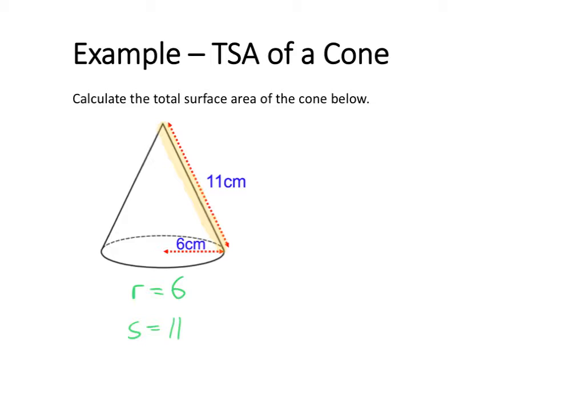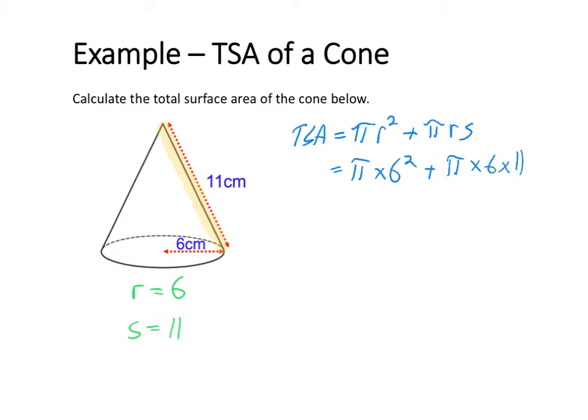So now that I know what the radius and what the slant is, I can go ahead and calculate the total surface area using the formula. So the first step in calculating the total surface area is to write the formula. So total surface area equals pi times radius squared plus pi times the radius times the slant. Now my next line of working is to substitute in my known values. So it's going to be pi times 6 squared plus pi times 6 times 11.